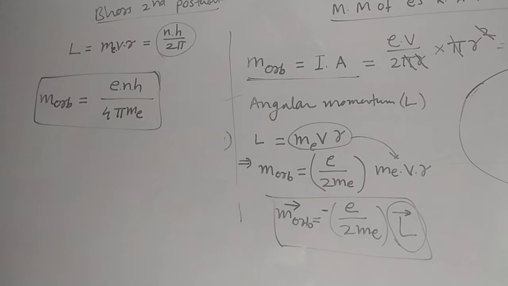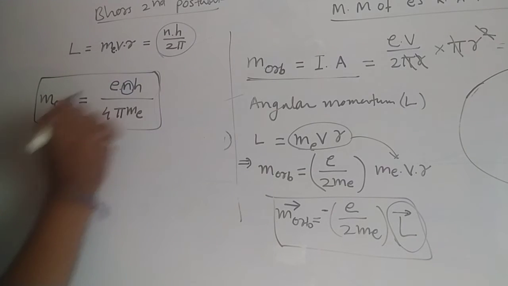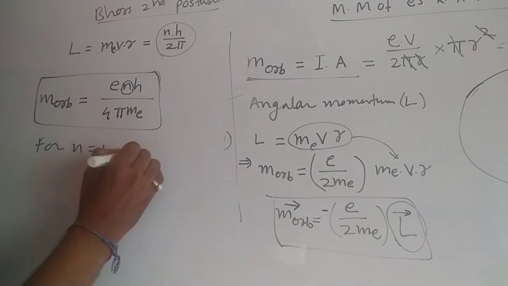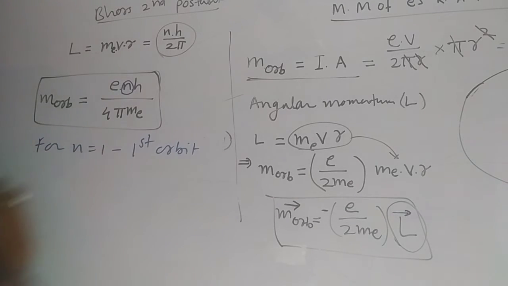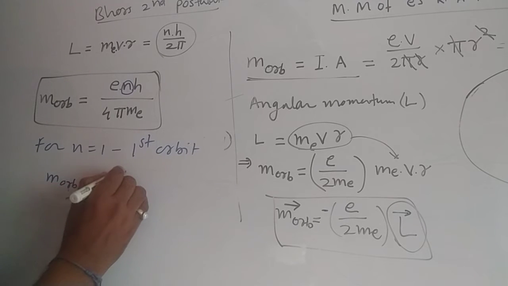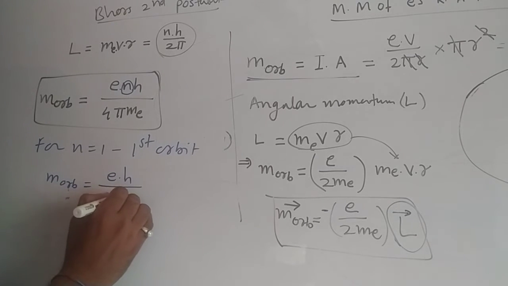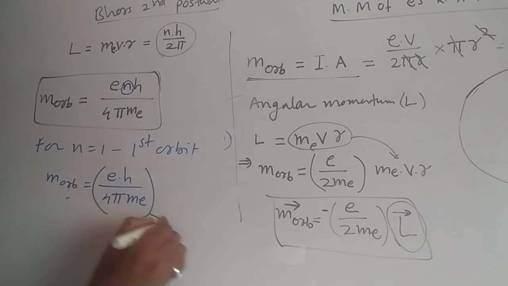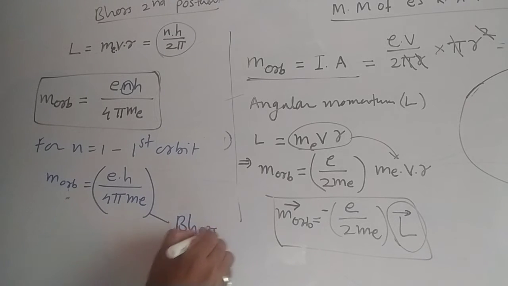Now here for the first orbit, n equal to 1. Second orbit, n equal to 2. Third orbit, n equal to 3, and so on. So for the first orbit, n equal to 1, we can write the orbital magnetic dipole moment is nothing but E into h divided by 4 pi me, and this bracket value is said to be Bohr's magneton.